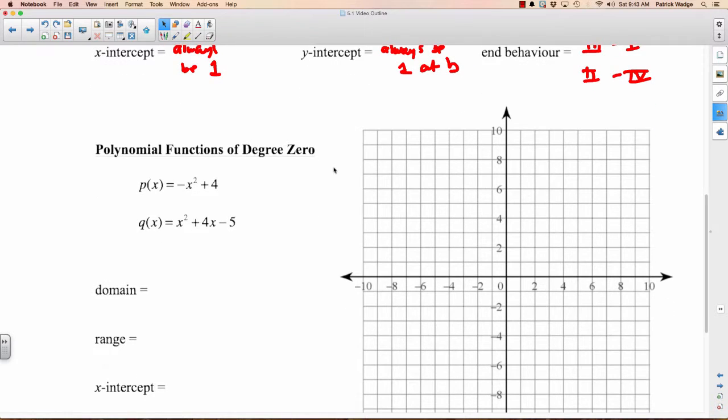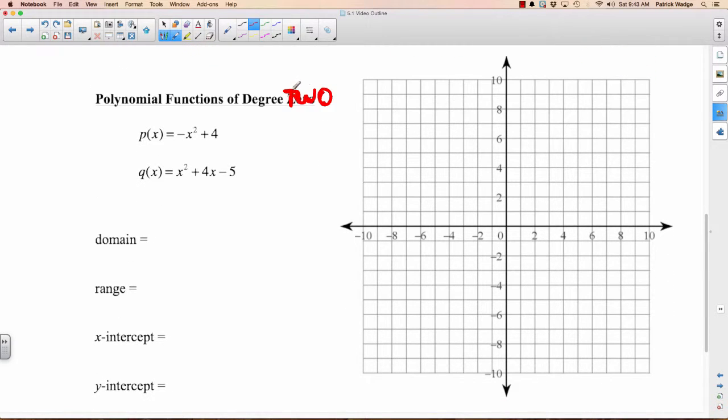Okay, we're on to the last one. Polynomial functions of degree 2. I had made a mistake. I think I have it corrected on your paper. Okay, this we did a bunch of last year, so hopefully this looks somewhat familiar. If you have an x squared term, you're not going to get a line, you're going to get a parabola. The ones we're about to do now, you should get parabolas.